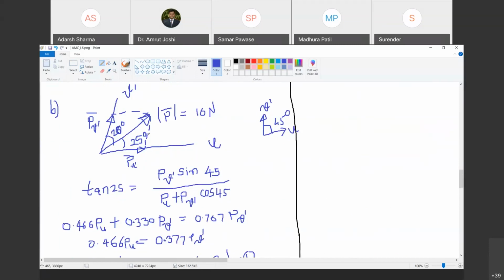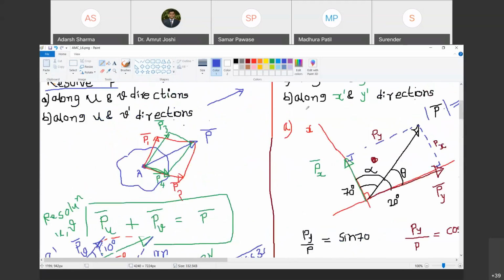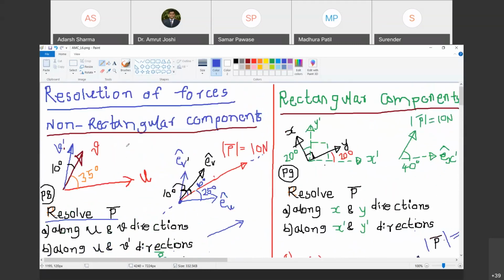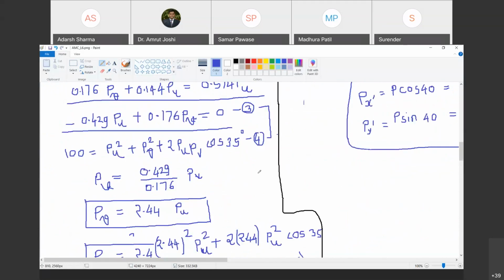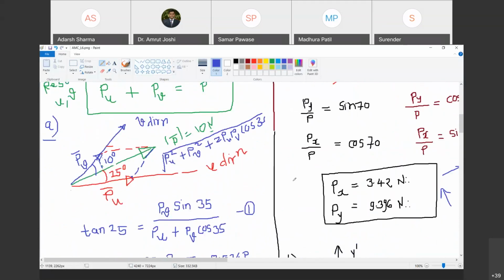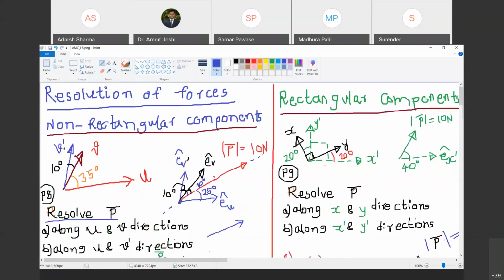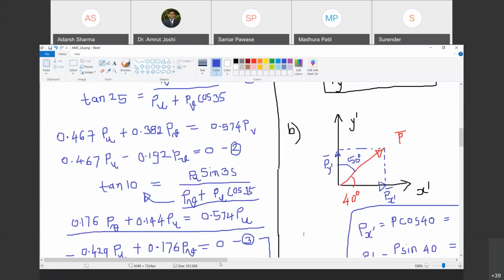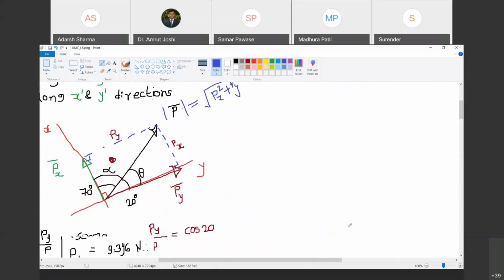So you have to carefully understand these aspects of rectangular and non-rectangular resolution. Now look, what is the component of Px along Py? Zero, because it is going to be Px cos theta. Do you agree with me? Cos 90 is 0. Therefore, Px and Py, these two components do not affect each other. Therefore, rectangular resolution is of more importance than non-rectangular resolutions.